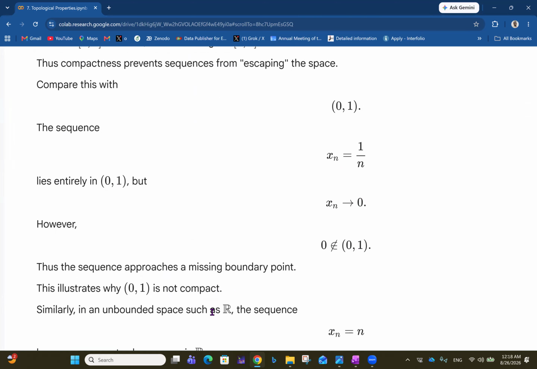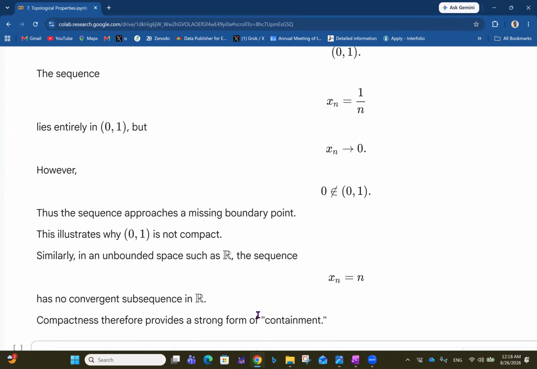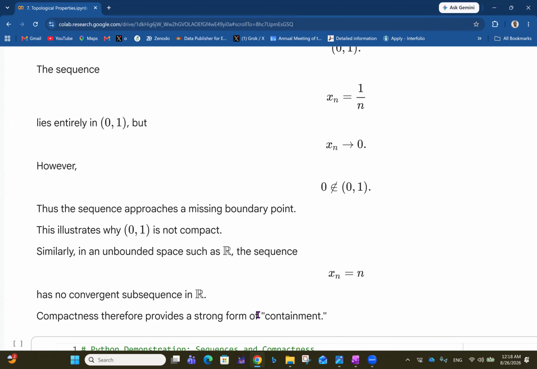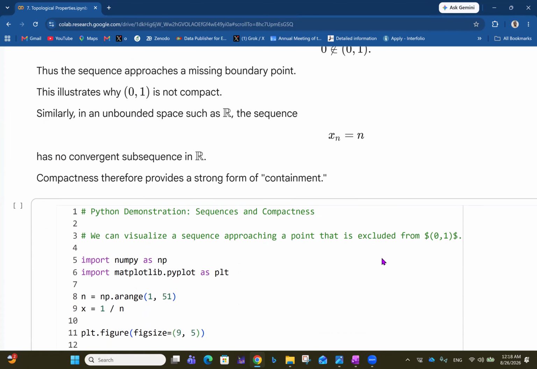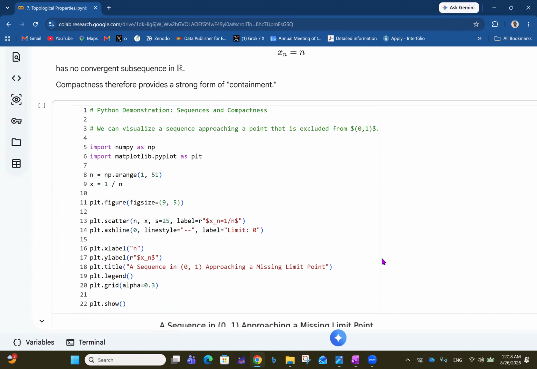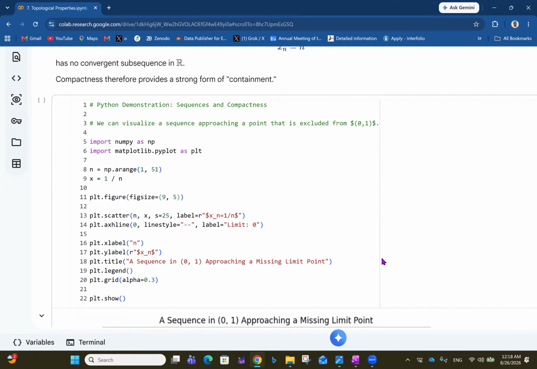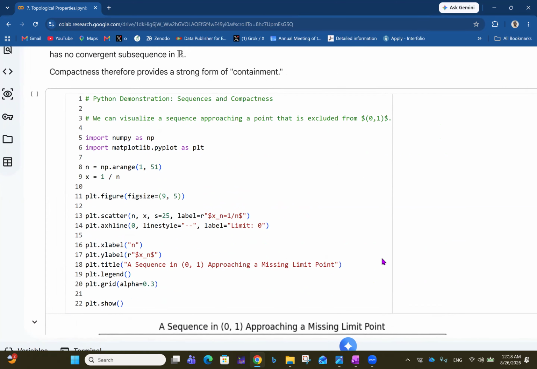Similarly, in an unbounded space such as R, the sequence xn equals n has no convergent subsequence in R. Compactness therefore provides a strong form of containment. If everything in a space can be maintained in the space without anyone escaping, then you say the space is compact. So we have a Python demonstration for this, talking about sequences and compactness. We can visualize the sequence approaching a point that is excluded from (0, 1), just like that 1 over n case.